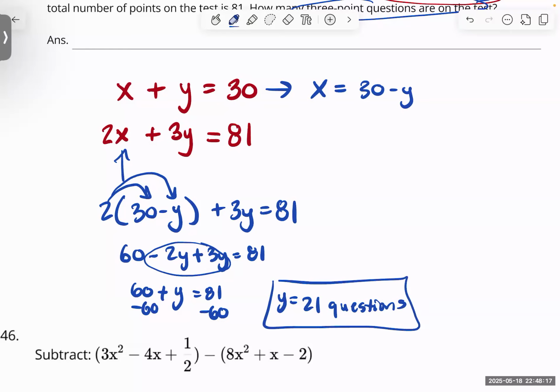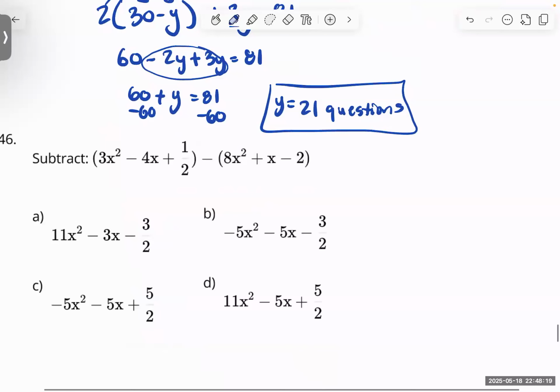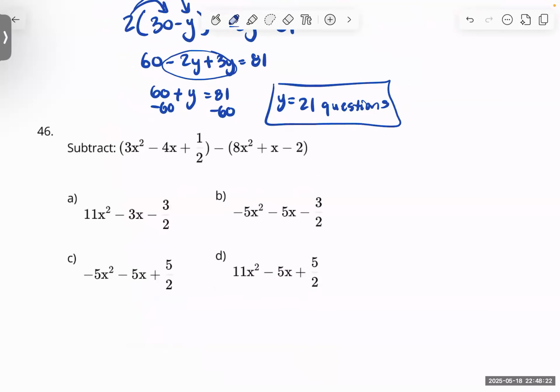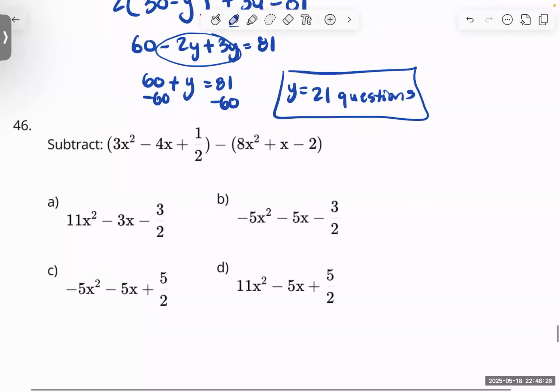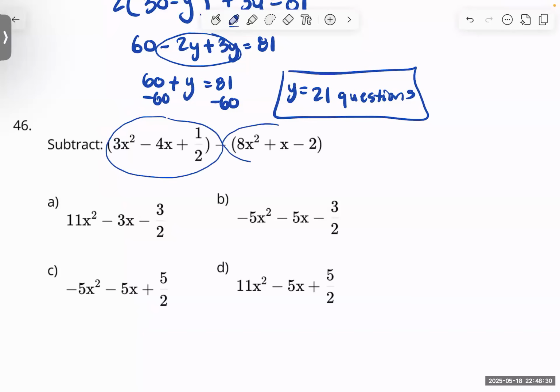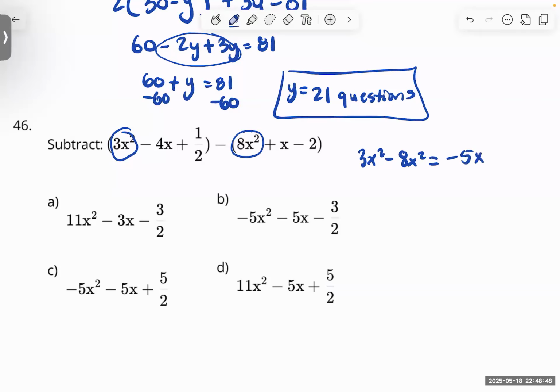Okay, last question. We're subtracting this, so essentially all you're doing is just combining like terms. We have this quantity subtracted from this quantity. I have 3x squared and I need to subtract from it whatever has the same variable, so 3x squared minus 8x squared. If you don't know how to do this, in your calculator, 3 minus 8 is negative 5x squared.